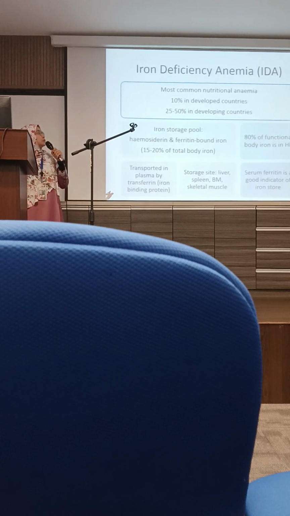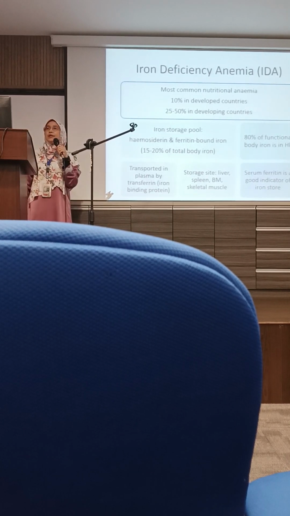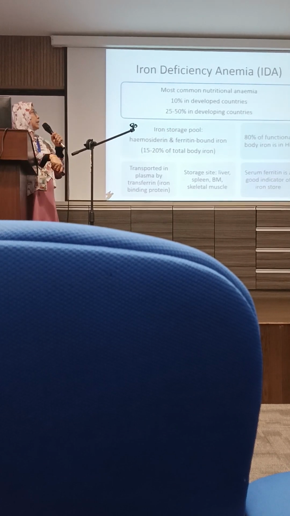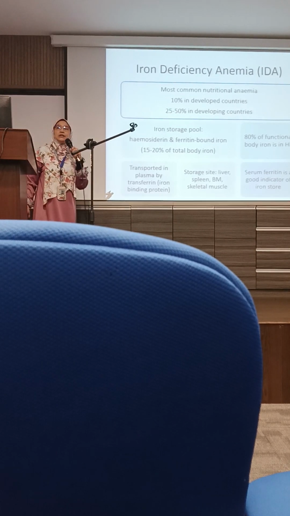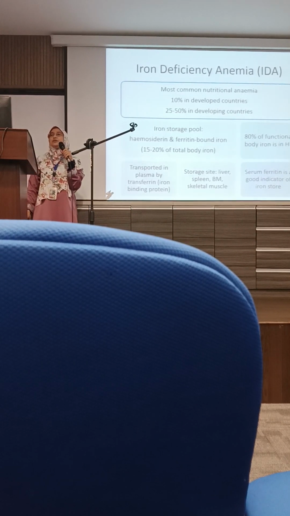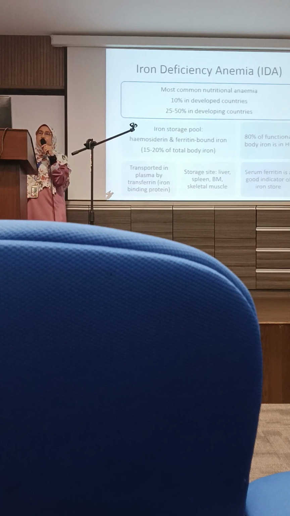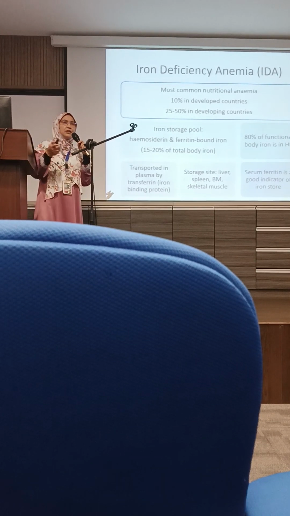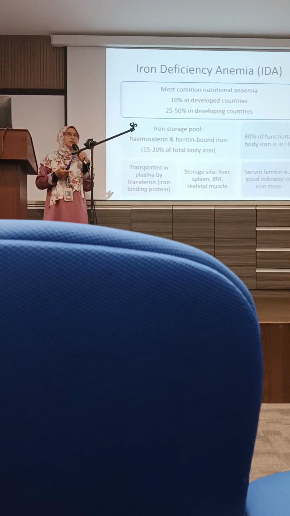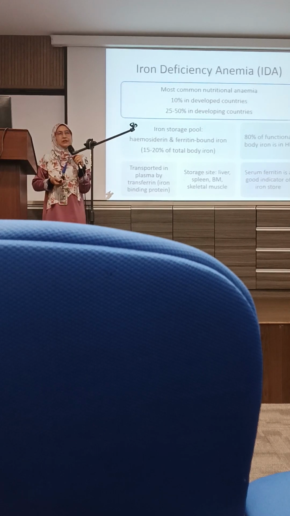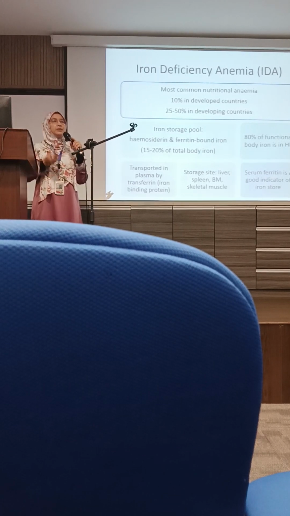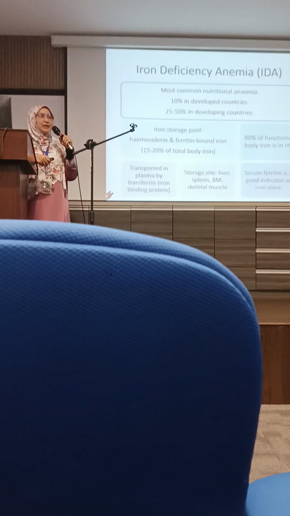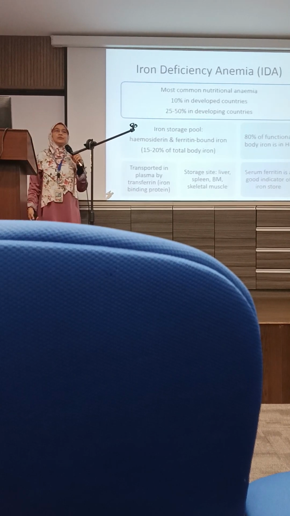Okay, now we look at the most common cause of anemia, iron deficiency anemia. This is the most common nutritional anemia, and the prevalence is about 10% in developed countries and about 25 to 50% in the developing countries. I did a study a few years back among the female medical students. About 45% are iron deficient. I took female specifically because males usually don't lose blood, right? The females are losing blood. So it's actually quite high in our population.